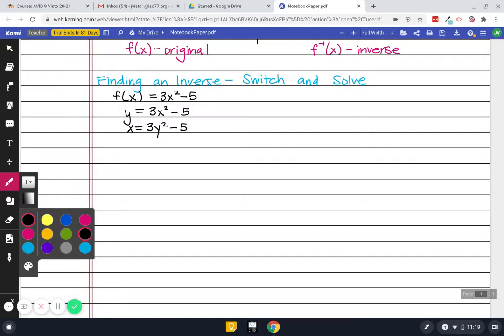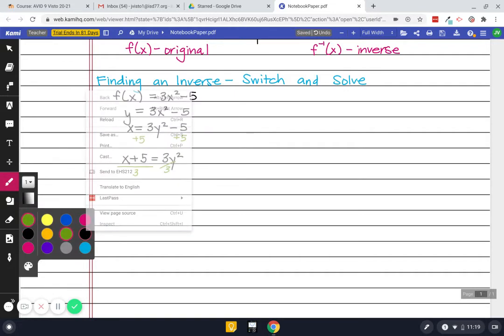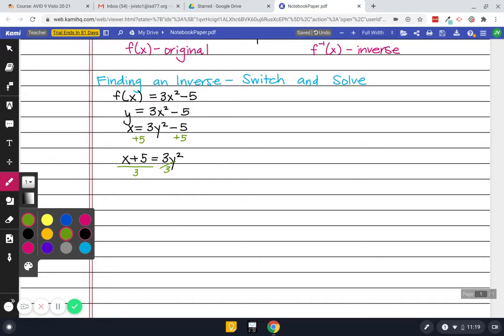Okay. So with that being said, now my job is to solve for y. So I want to get y by itself. And here's how I'm going to do it. I'm going to add 5 to both sides. My job is to isolate y. Then I'm going to divide both sides by 3. Whoa, my bad. That was super weird. Why?